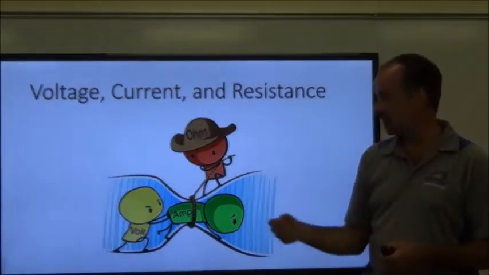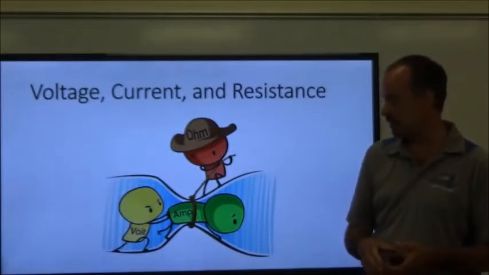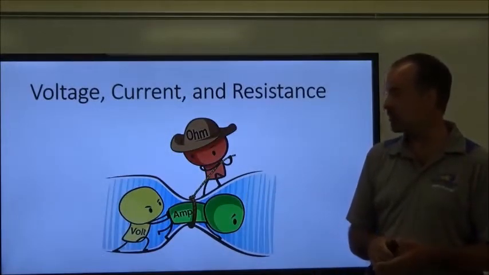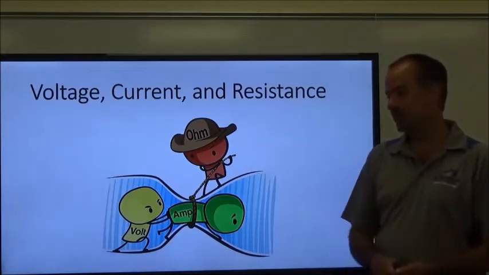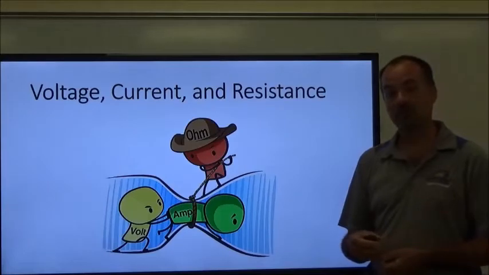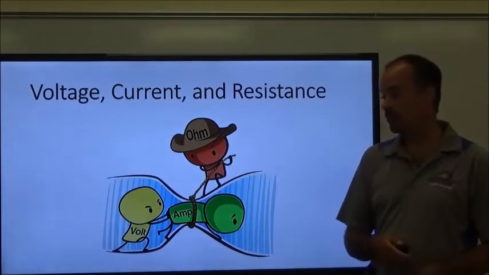resistance guy up here, little ohm. He's trying to restrict the flow of current through, and so the voltage is trying to push it through the resistance. So like I said, this is just a little cartoon, but it's actually fairly descriptive of what's going on between voltage, current, and resistance.